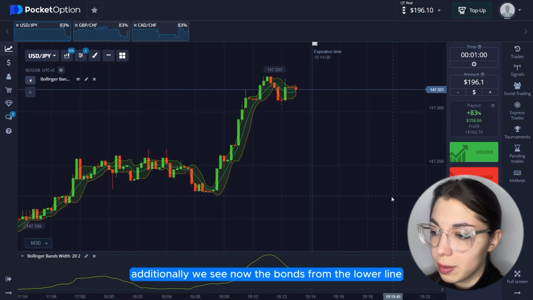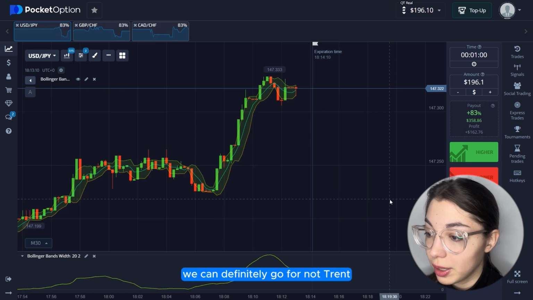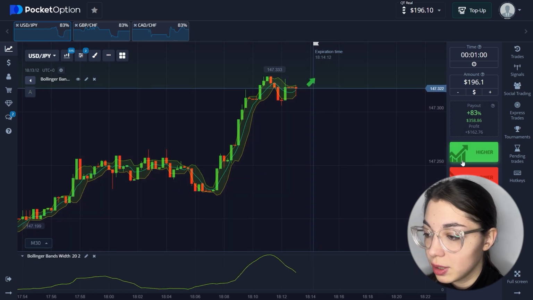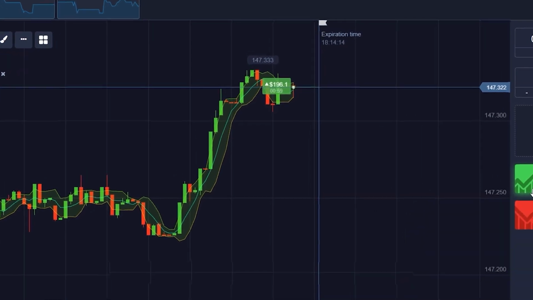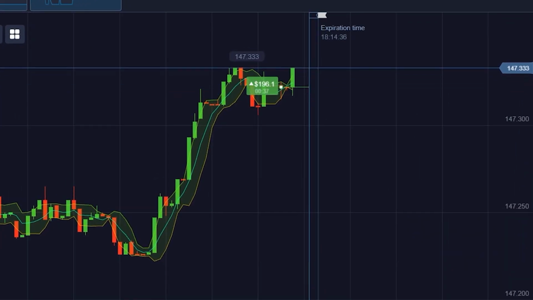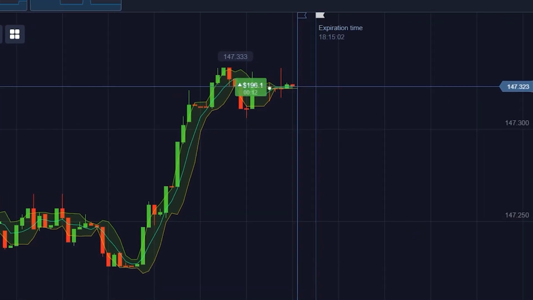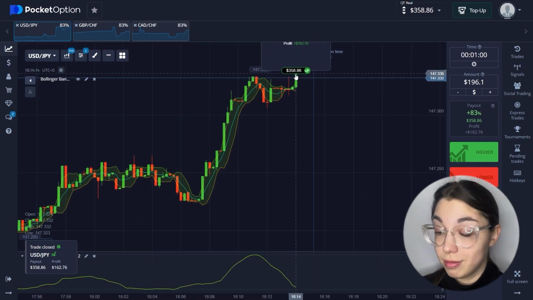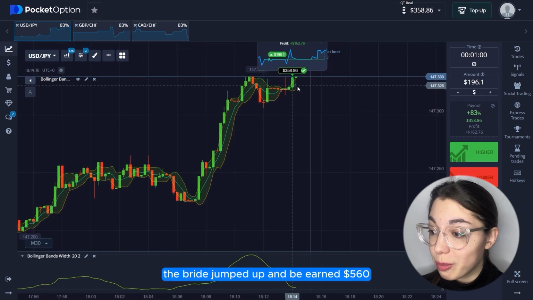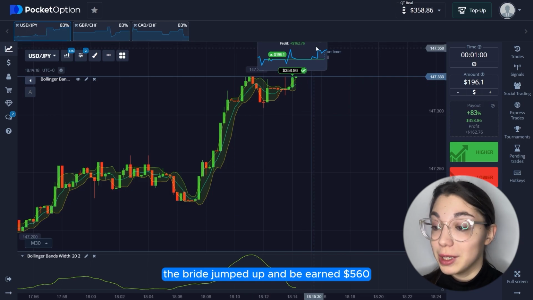Additionally, we see another bounce from the lower line. We can confidently go for an uptrend. There we go! At the last moment, the price jumped up and we earned $560.